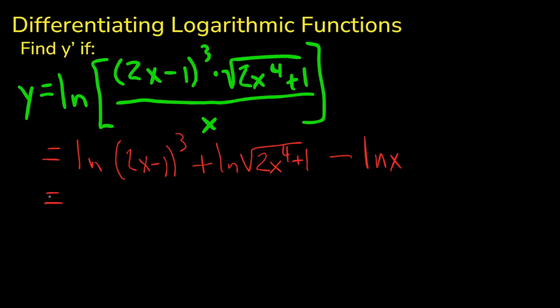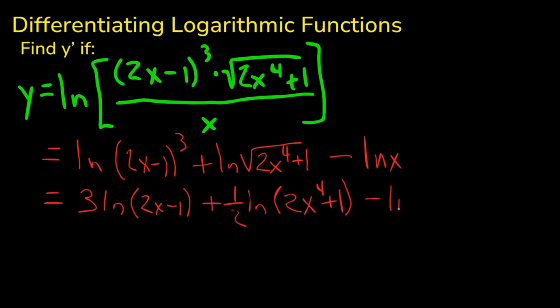Then we can further simplify this using the power property. In the first term, the 3 can come out front. The second term, the square root, is really the 1/2 exponent, so that can come out front. And natural log x stays. Now notice I didn't do any calculus yet. All I did was algebraically simplify this.